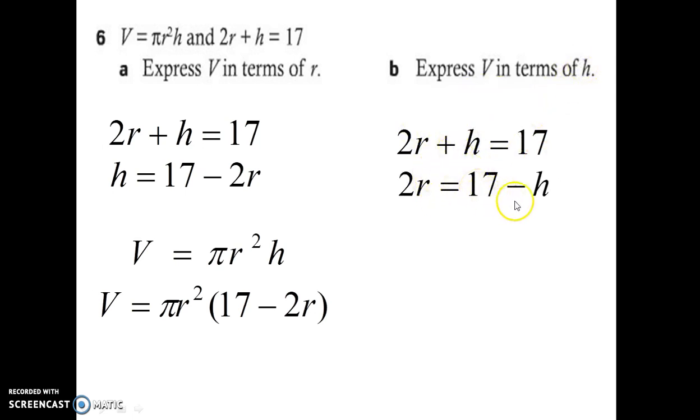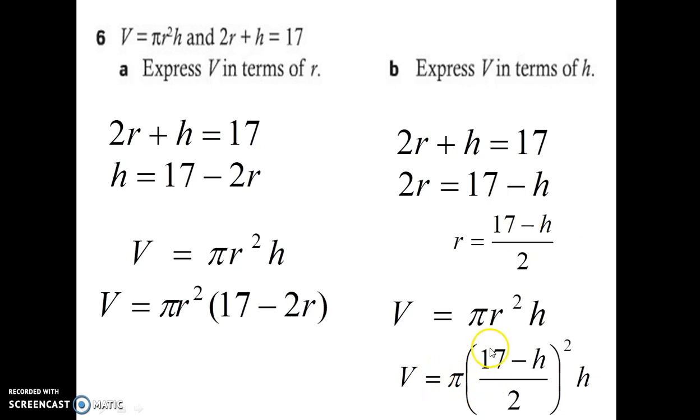So 2r equals 17 minus h. Now we're going to divide by 2. So r equals (17 minus h) over 2. Now we have that value for r. Let's go back to our original v equation. We want it to be in terms of h. That means h must remain, r must disappear. Here's r. Replace this r inside the r squared with this value. So pi times (r, all of this) squared, times h. All of that has been replaced.